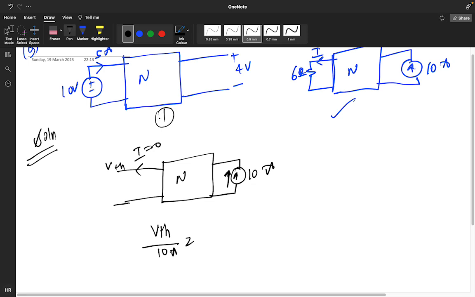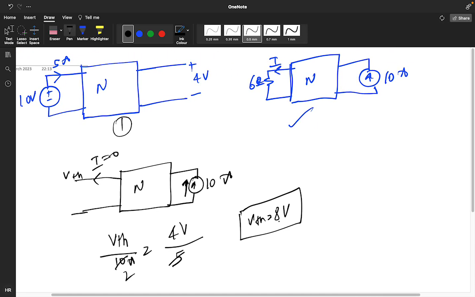If you see the first one, what is the response you are seeing? What is the excitation? That is your 4 volt. And what is the response you are getting? 5. Five. So what is the value you will get? VTH value you will get is 8 volt. Correct?